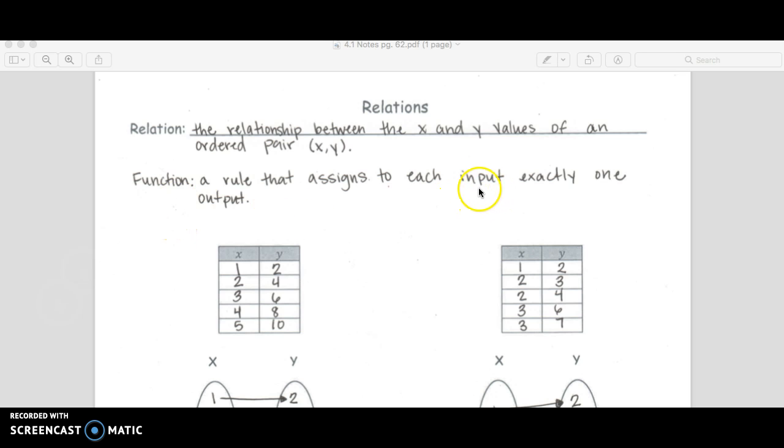So each input, each x value, say in this table here, will have exactly one output. So here we have x is 1, y is 2, x is 2, y is 4, x is 3, y is 6, and so on. And if we look at this table here, if x is 1, then y is 2. If x is 2, then y is 3. But then here we duplicate the 2, and we say if x is 2, then y is 4. Well, this would be more than one output for this input. If I put in 2, I can't get out 3 and 4 and still say that it's a function.